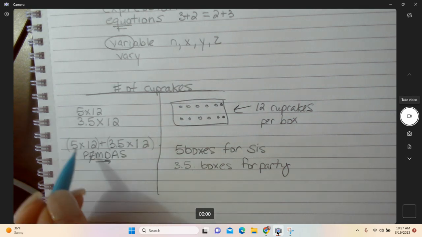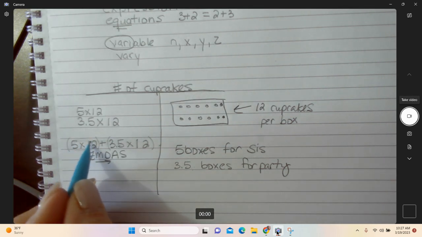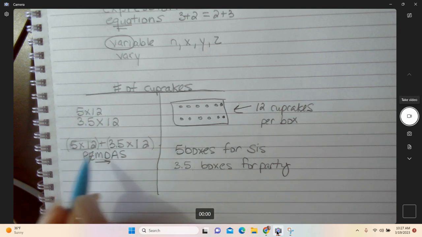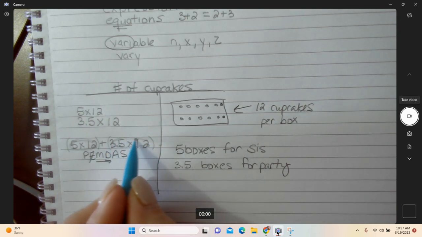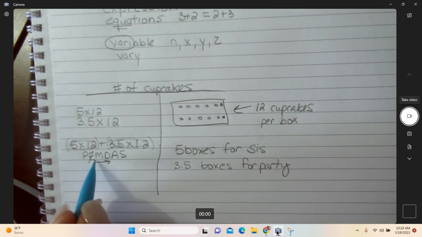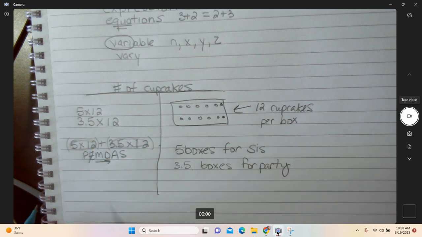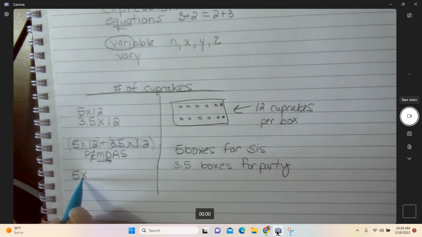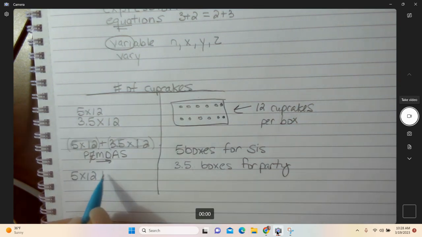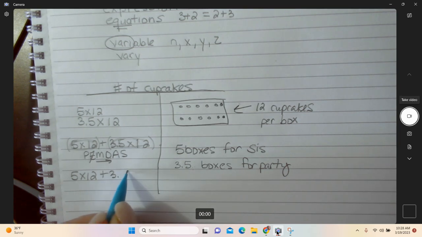So even without parentheses, someone would have to multiply this first if they're following PEMDAS, and then they'd have to do this second, and then they would have all their multiplying taken care of, so it would just be adding. So our final answer here really does not need to have parentheses. It's just 5 times 12 plus 3.5 times 12.